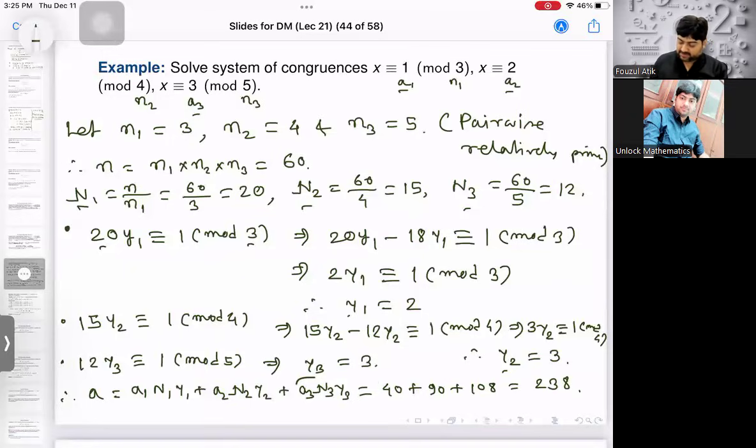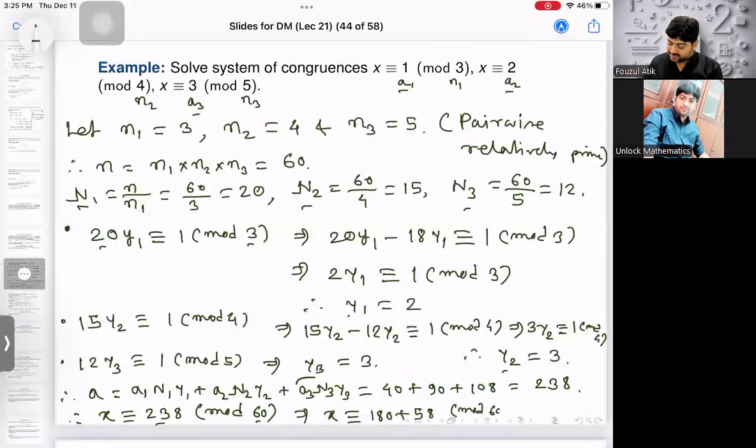Hence, what we got? Hence, x is congruent to 238 modulo 60 is the solution of it. But again, 238 is bigger than 60. I can certainly reduce this one. 238 is equal to 180 plus 58 modulo 60. And as I said, 180 is divisible by 60, so I can reduce that part. So I can say x is congruent to 58 modulo 60.